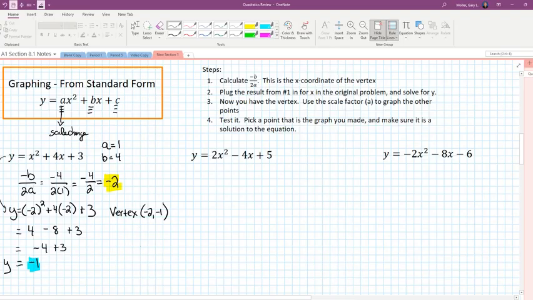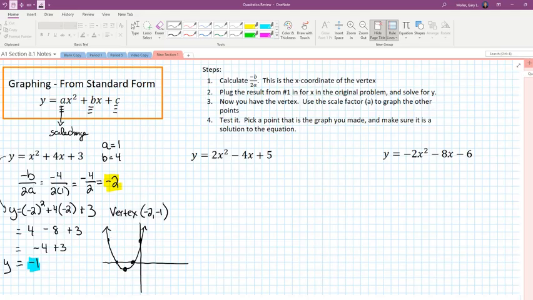So I'm just going to go ahead and quickly graph this right here. Over 1, up 1, over 2, up 3. And that's all there is. Do the math accurately. Take your time. There's no reason to get this wrong.